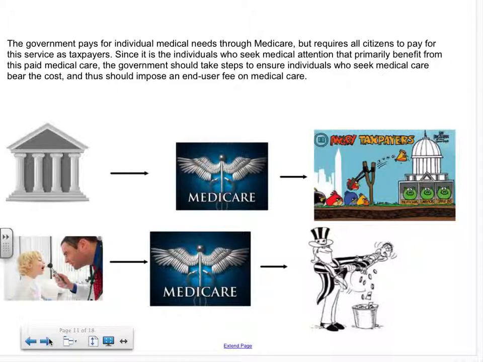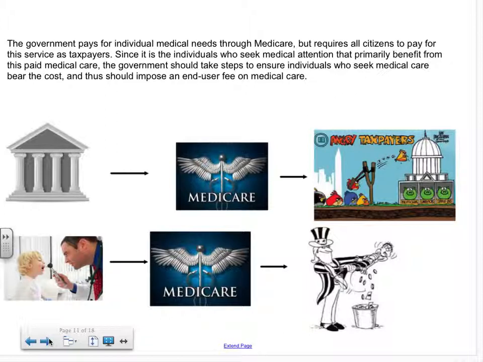It reads as follows. The government pays for individual medical needs through Medicare, but requires all citizens to pay for this service as taxpayers. Since it is the individuals who seek medical attention that primarily benefit from this paid medical care, the government should take steps to ensure individuals who seek medical care bear the cost, and thus should impose an end-user fee on medical care.